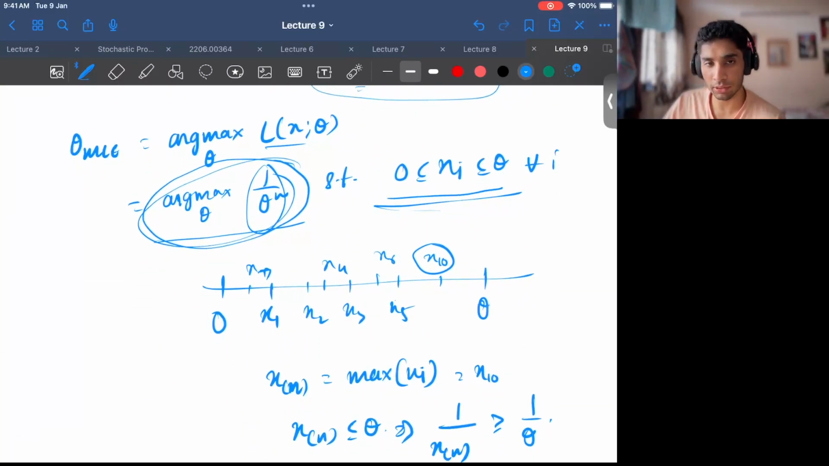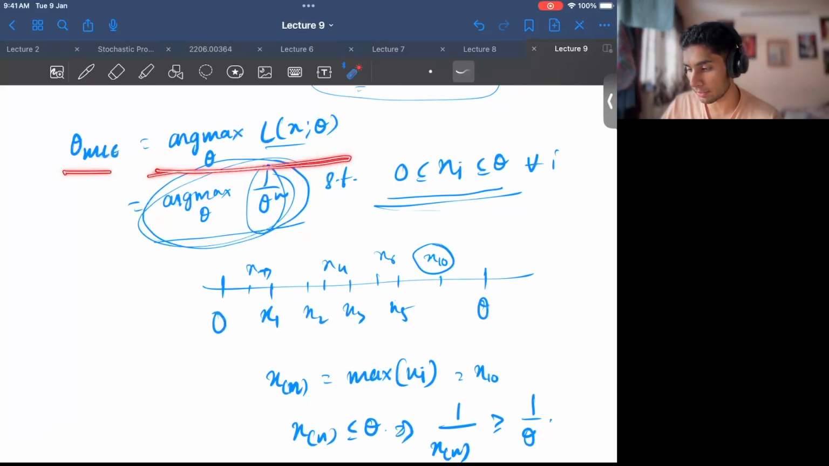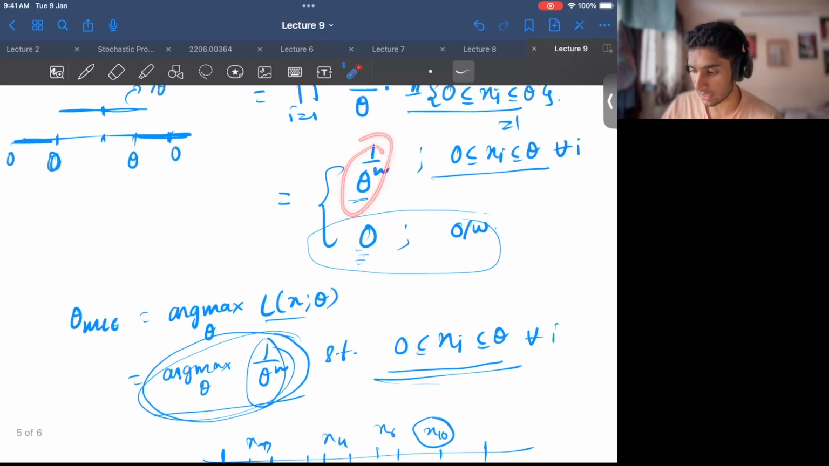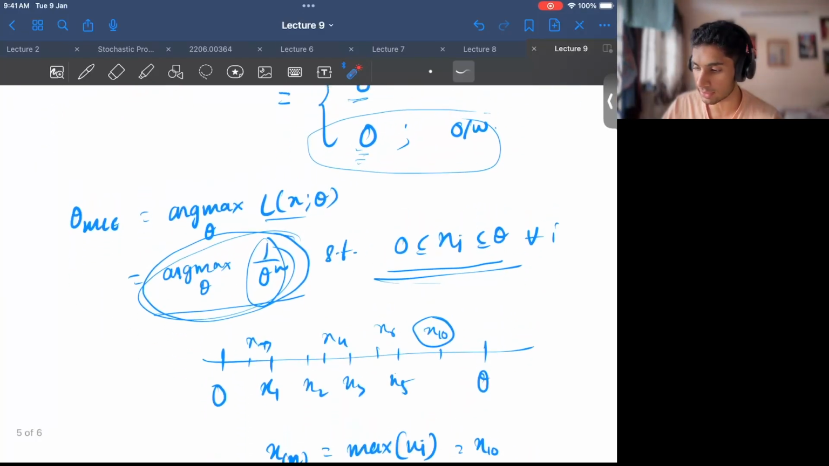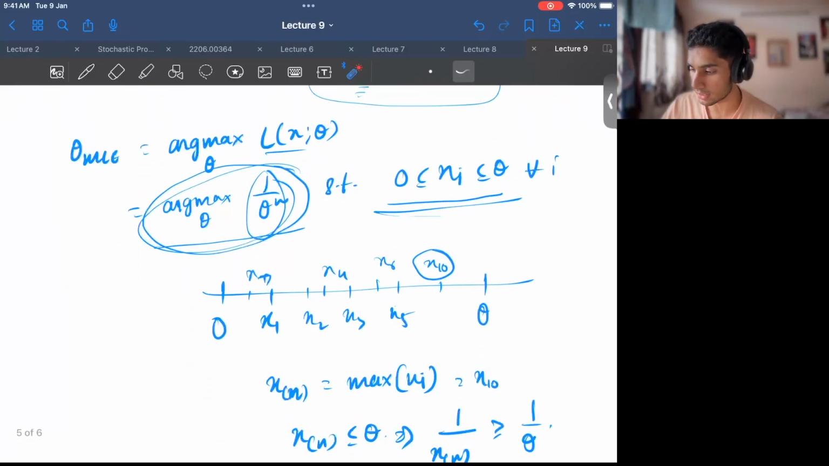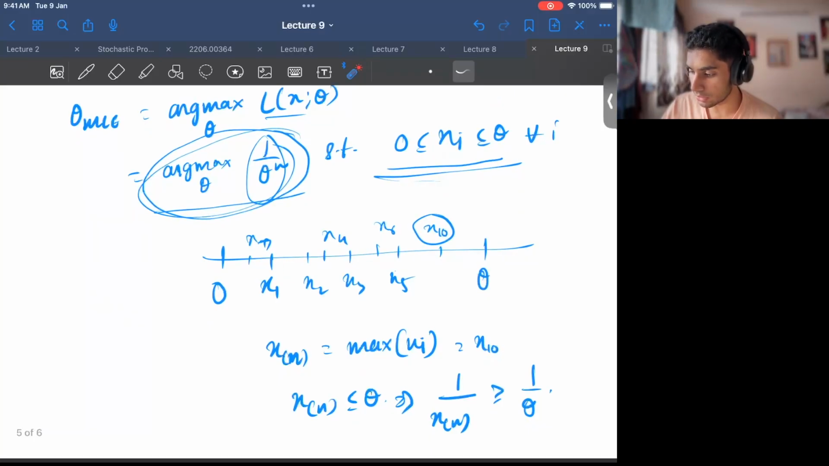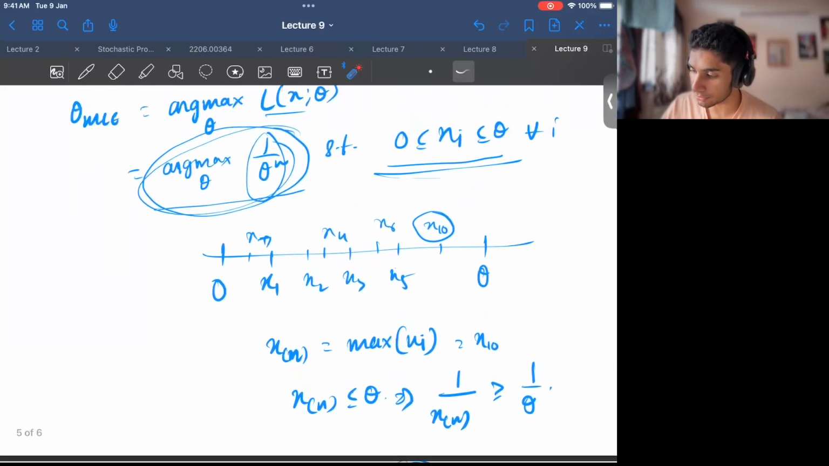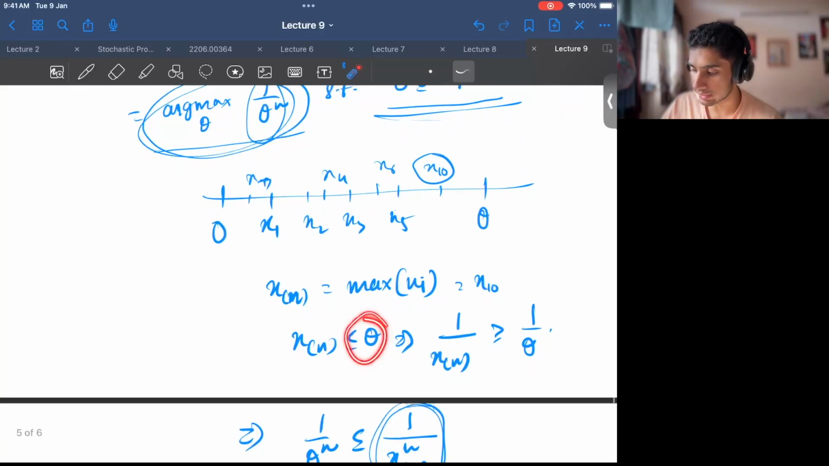So I don't know if it was clear or not, but maybe I will repeat it. Theta MLE you can find by maximizing this likelihood, and the value of this likelihood we just saw has to be 1 by theta raised to n, otherwise it is 0. However, it comes with a constraint that all xi's should be between 0 and theta. Now, if all xi's are between 0 and theta, that means that the maximum of xi's, which we denote by x sub n, is also less than theta.